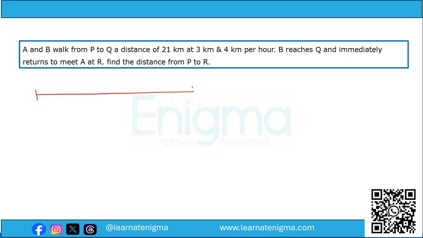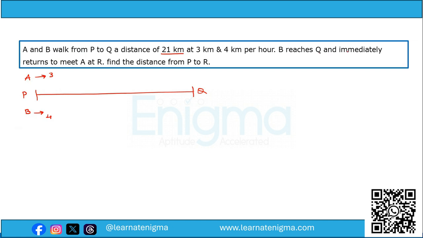Now, the distance PQ is equal to 21 kilometers. A and B walk from P to Q. So both A and B are starting from P. A is going at 3 kilometers per hour and B is going at 4 kilometers per hour. So obviously, B is faster. B will reach Q first. Now that's what is given.